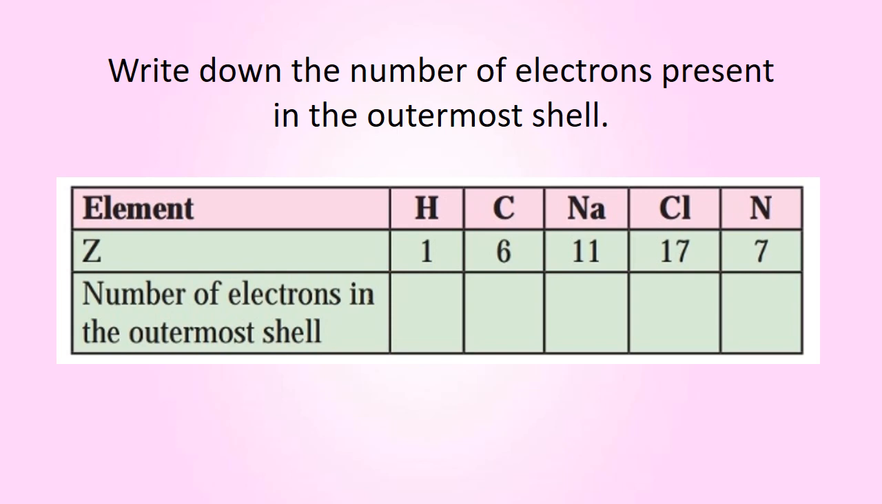Now we have one more table on page number 36. Write down the number of electrons present in the outermost shell. It's very easy, students. For this, you all have to first write down the electronic configuration. For hydrogen, we have 1. Number of electrons in the outermost shell is also 1. For carbon, we have 6. So, we'll get 4 in the outermost shell. Similarly, for sodium, that is Na, we have 1. Chlorine, we have 7. Nitrogen, we have 5.